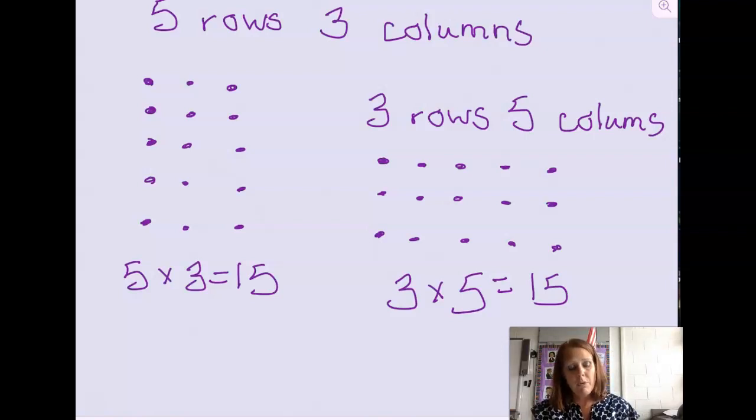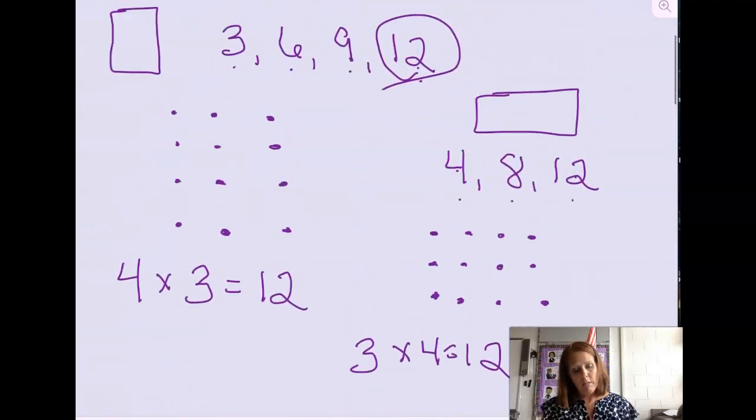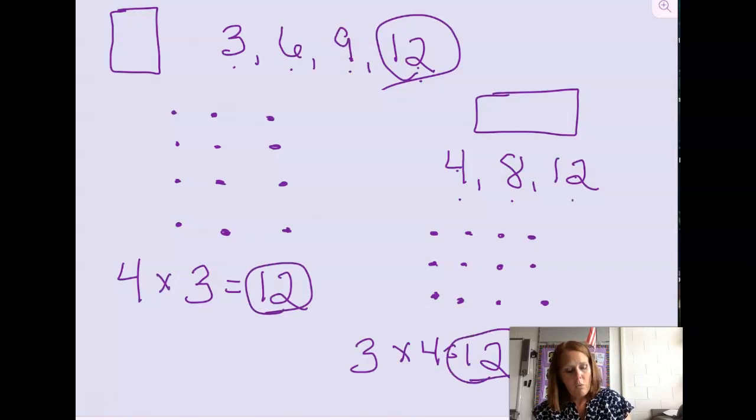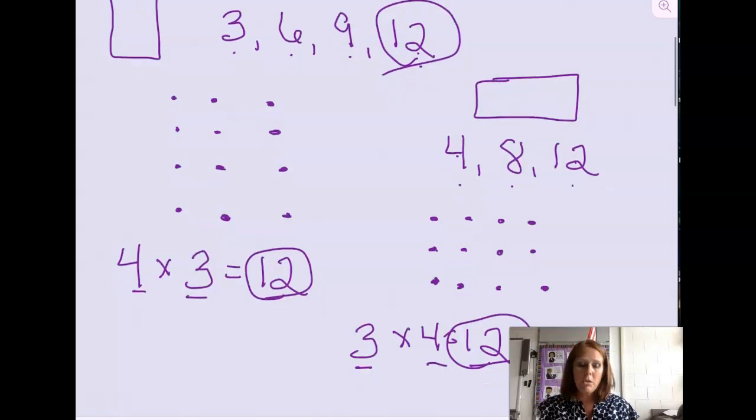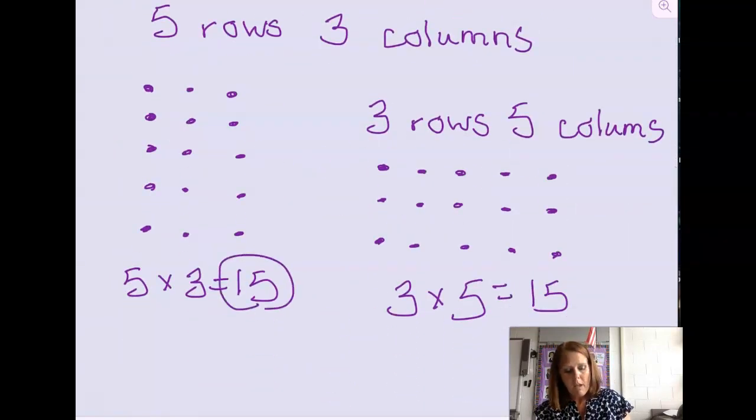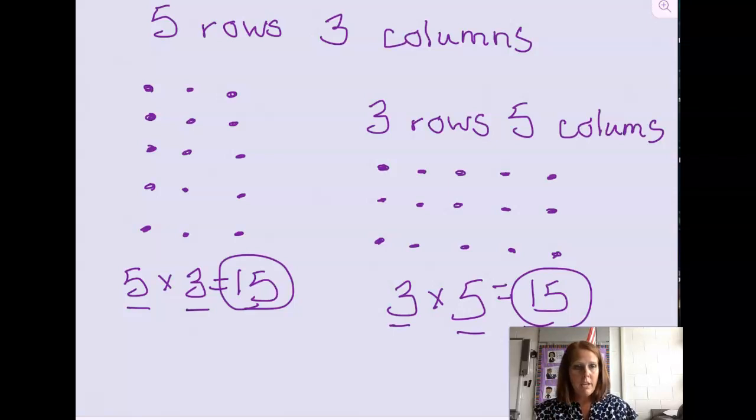In both of these examples, the total stayed the same. The only thing that switched were the factors, the numbers that we were multiplying. Over here, we took 5 rows times 3 in each row. And over here, we did 3 rows times 5 in each row. That, boys and girls, is the commutative property of multiplication. You can change the factors and the total does not change.